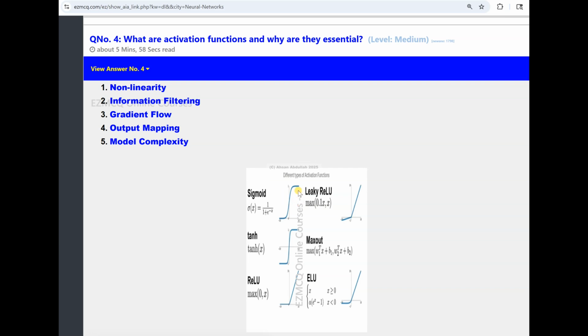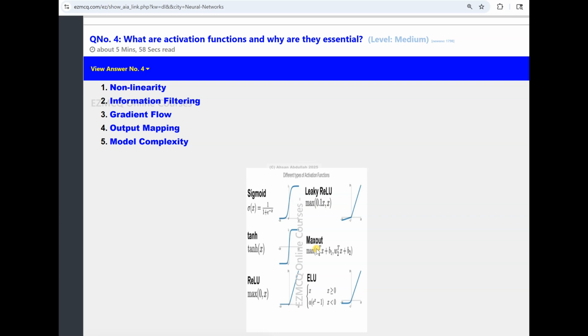As you can see, this is a sigmoid activation function, and this is the max one, and so on. They are applied to the output of each neuron in a neural network. So the output goes through the activation function, and what it does is introduce non-linearity into the model, making it more realistic.